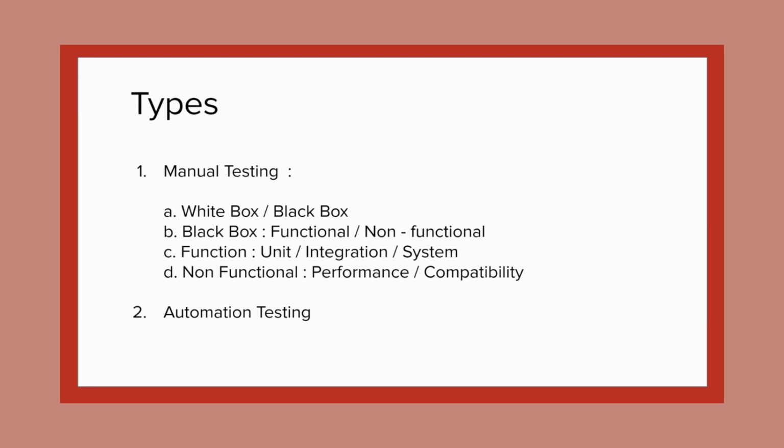Under black box testing, there are two types. One is functional and another is non-functional. Functional includes unit, integration, and system. Unit means you're taking one particular submodule from a huge system and testing it. For example, login, you're checking that you're able to log in to an application or not. That could be considered as unit testing.